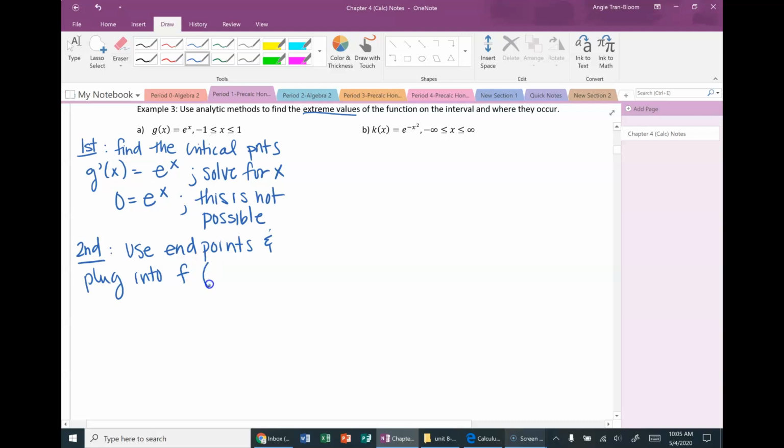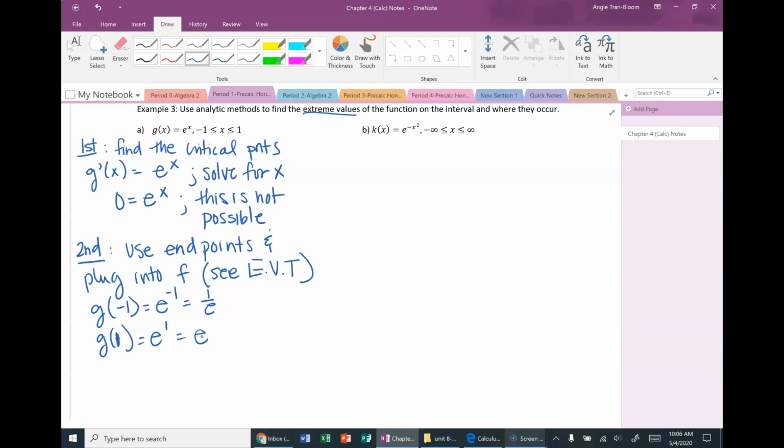Okay, this is referring back to the extreme value theorem. Well, you have an endpoint of -1 and +1, so we'll plug that into your regular function g of x. So g of -1 and g of +1. That's e to the -1, which is 1 over e, and this is e to the 1, which is e, which is about 2.718.